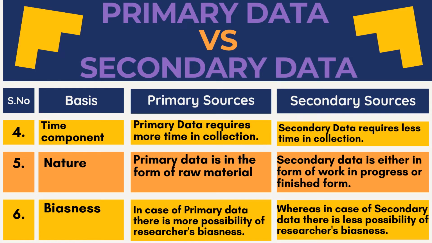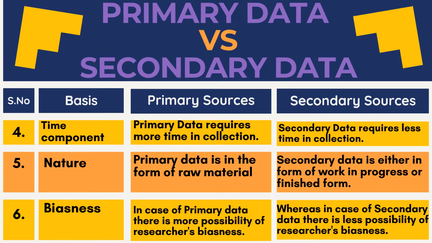Next, point number 5, which talks about the nature of data of primary sources and secondary sources. The nature of primary data is in the form of raw material, but the secondary data is either in the form of work in progress or the finished form. So this point talks about the type of data. The primary data are always in the raw material form, that is, always at the starting point, but in the secondary data sources, the data is in the finished form or in the work in progress form.